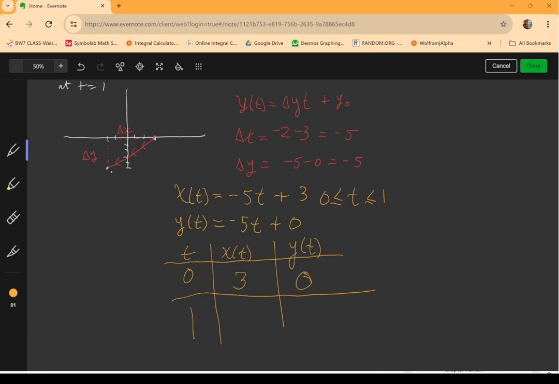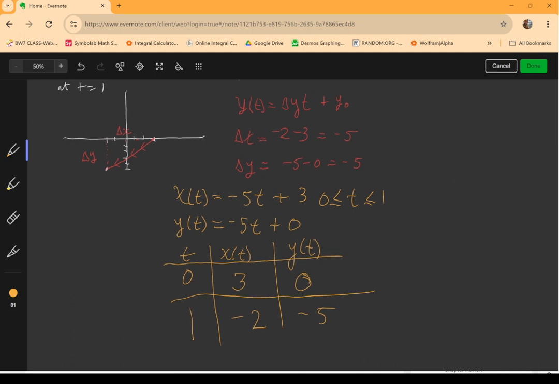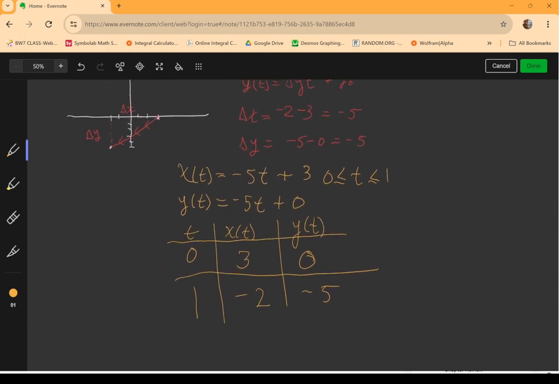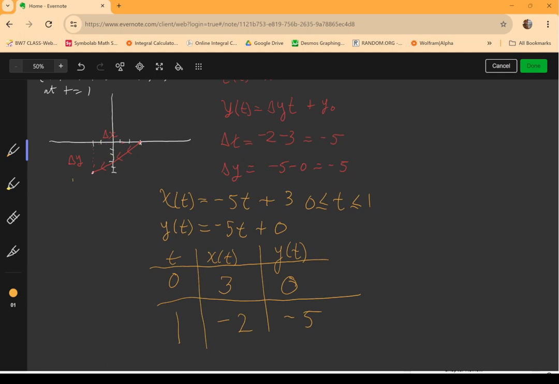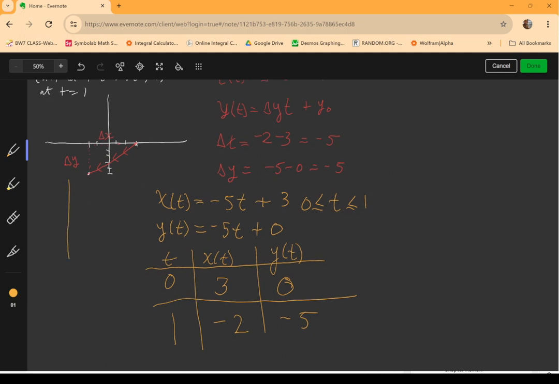When t is 1, that's at the end of our domain. When we plug 1 into x, x of 1, we get -5 times 1, which is -5, plus 3, which gives me -2. And then -5 times 1 is -5, and you see that is our endpoint. So that is, in fact, how we parametrize any kind of line. You can do it in this manner.